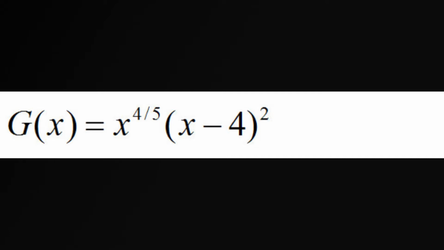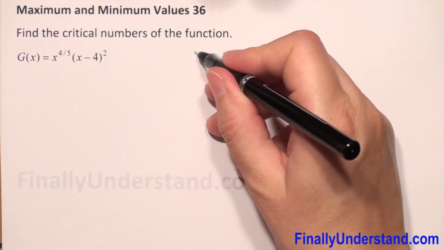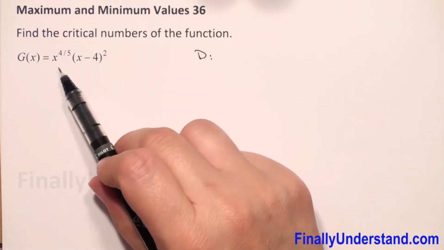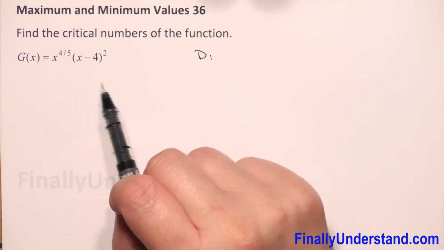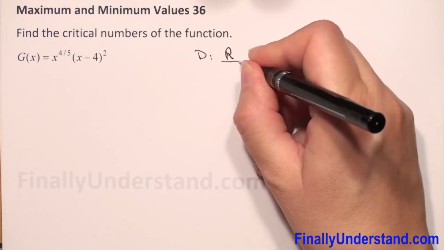We have to find critical numbers. It means we have to find the numbers which belong to the domain of our g function, and where the derivative is equal to 0, or the derivative does not exist. So let's first find the domain of our g function, because we just have multiplication, a power, and subtraction, so the domain is all real numbers.